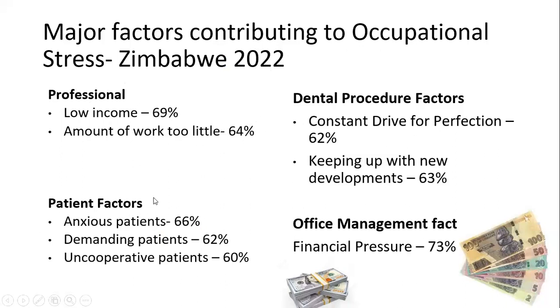On patient factors, the most common consideration was difficult and uncooperative patients. Complex procedures, the drive for perfection, and keeping up with new developments were the main factors contributing to occupational stress there. And the biggest one of all is financial pressure, which is quite understandable when you consider the operational metrics.